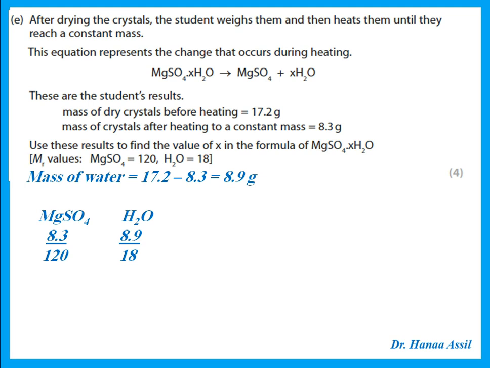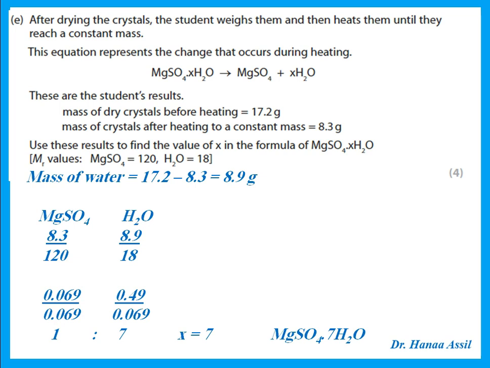We divide first by the molecular mass of each one. He already gives me the Mr, please notice, so you don't need to sit down and waste time trying to calculate it. He already gives me what comes out. I look at the numbers, I divide by the smallest. So this is the smallest. So this is 1 to 7. That means that my X is 7, and that means the formula was magnesium sulfate, 7 water.